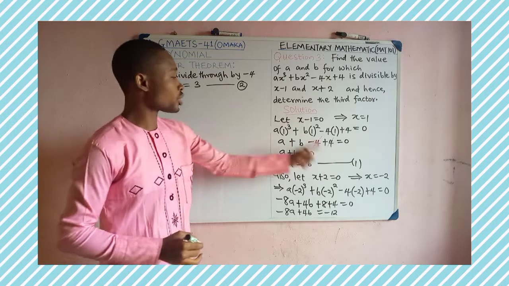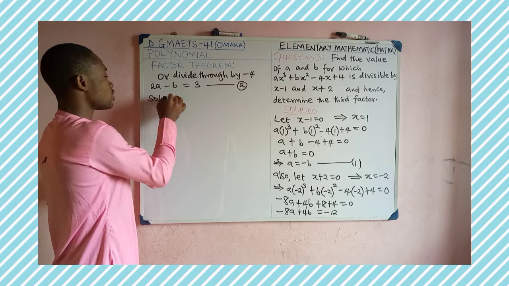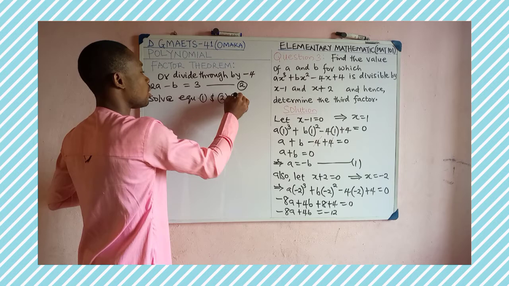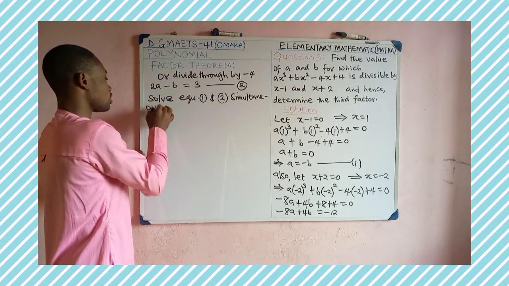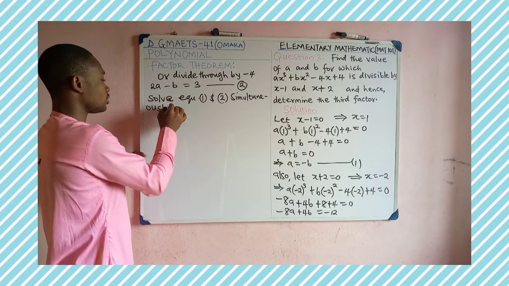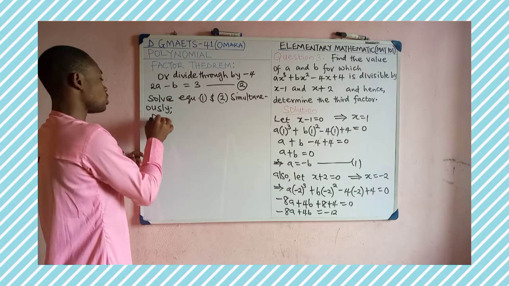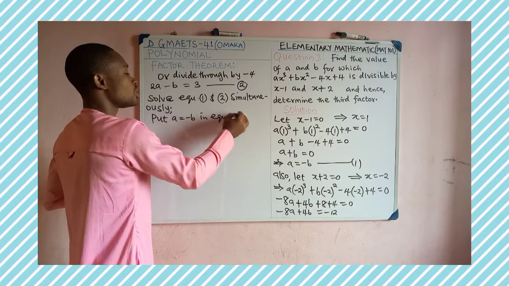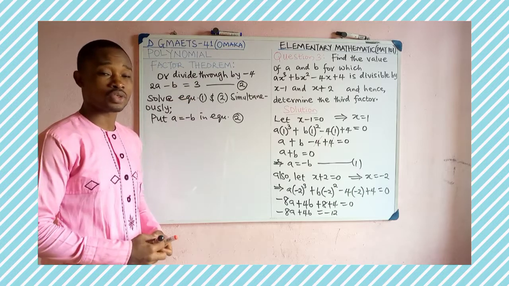At this point, we're now going to solve equation 1 and 2 simultaneously. If we do that, what are we going to get from equation 1? From equation 1, we know that A is equal to minus B. So I would put A equal to minus B in equation 2, since we got that from equation 1. You now need to substitute that value in equation 2.